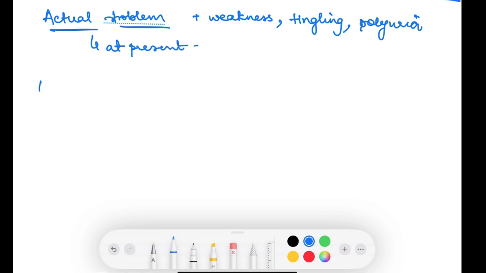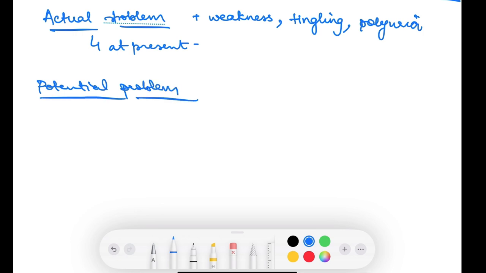Next we have the potential problem. The potential problem arises due to the actual problem that we are facing. For example, due to polyuria, I am facing difficulty in sleeping. My sleep gets disturbed, so sleep disturbance.